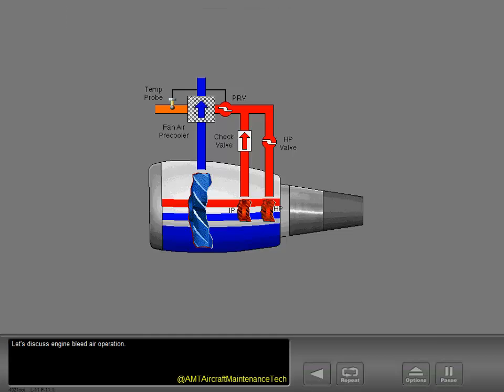Let's discuss engine bleed air operation. Bleed air normally comes from the engine intermediate pressure, or IP, section. Air from this section is used primarily during high thrust settings such as takeoff, climb, and cruise. Bleed air also comes from the high pressure, or HP, section. Air from this section is used to supplement low pressure air during low thrust settings such as during descents.